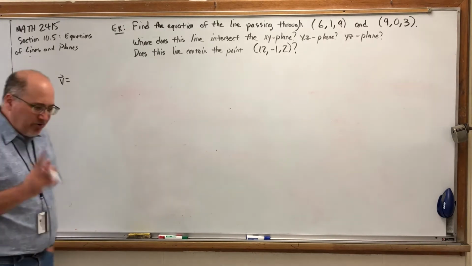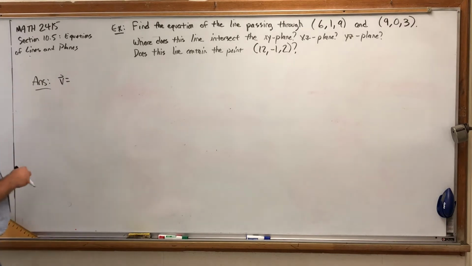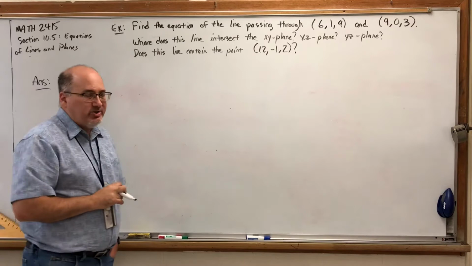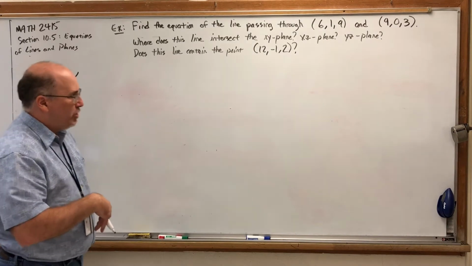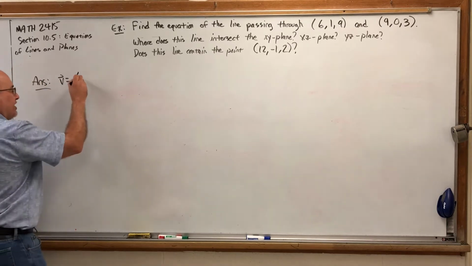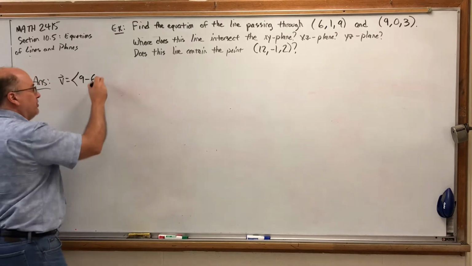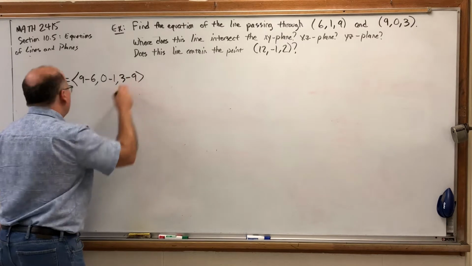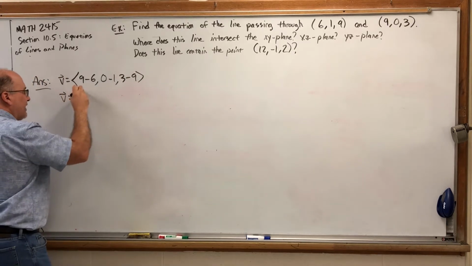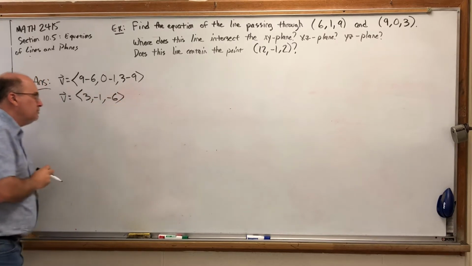Or if you paused the video and tried it, and now you're starting it again, let's see if we get the same answers. To find the vector V, all we have to do is subtract corresponding coordinates of the 2 points. And it doesn't matter what order we subtract them in. I typically do second point minus first point. So for the x component, we would do 9 minus 6. For the y component, we would do 0 minus 1. And for the z component, we would do 3 minus 9. So one possible parallel vector is <3, -1, -6>.